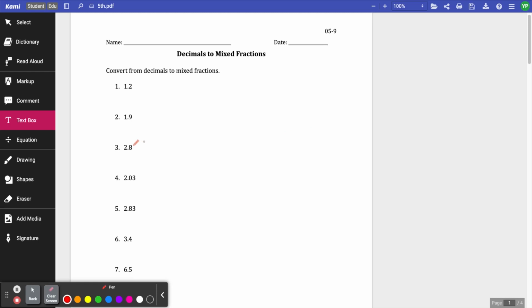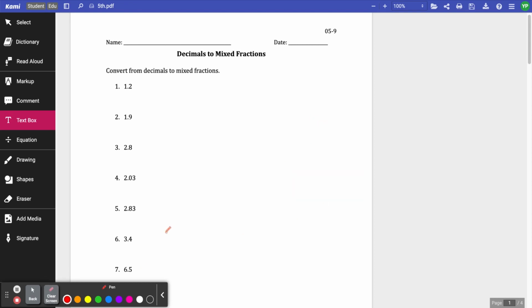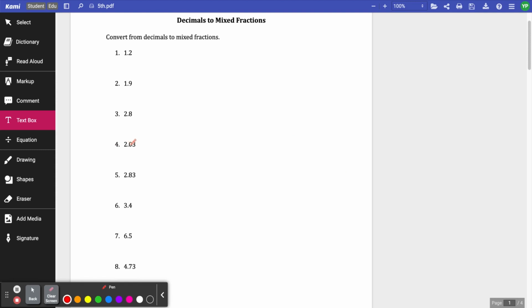Number 3, 2, so the whole number is 2. And we have 8, and that's in the tens place, so you do 8 tenths. Then you multiply the denominator by the whole number. 10 times 2 is 20, and then you add the 8. So 20 plus 8 is 28, and you keep the 10. So it's going to be 28 over 10. And actually, let's just do one more.